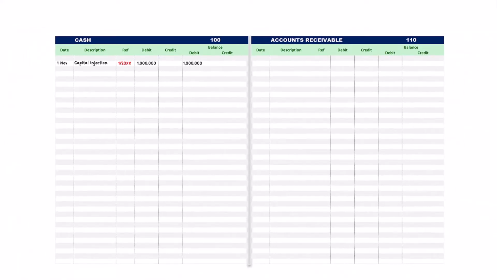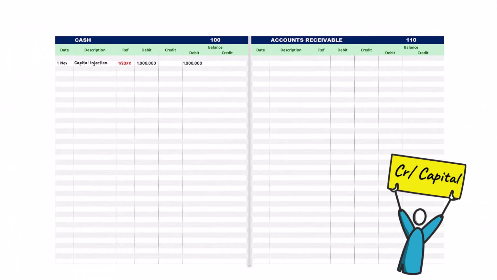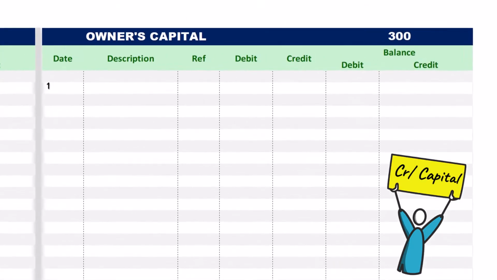The other side of the entry is a credit to capital with the same figure. So let us flip the pages to the capital account, and again, write the date, the description, 1 million in the credit column. And this is the balance of the capital account, which is a credit balance of 1 million. And the reference number for the journal entry.